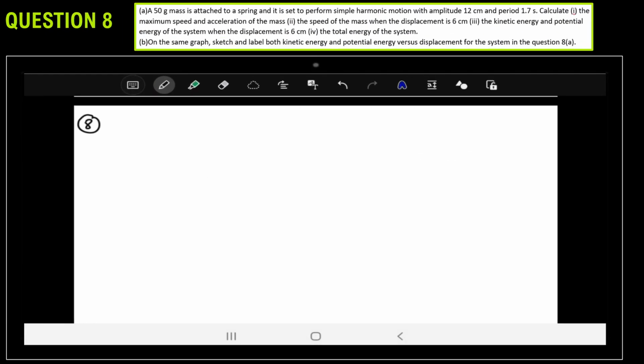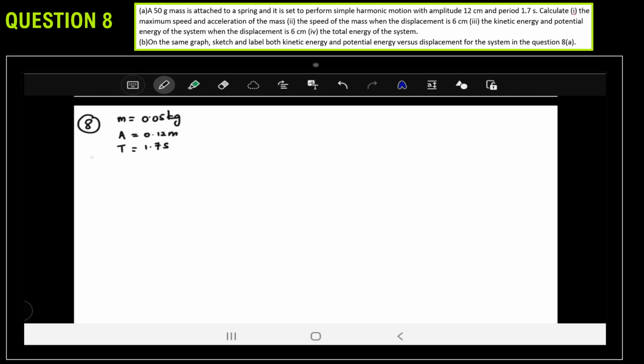Okay, so let's continue with question number 8A. We have a 50 gram mass attached to a spring and it is set to perform simple harmonic motion with amplitude 12 cm and period of oscillation 1.7 seconds. So we have a mass of 0.05 kg, the amplitude of the oscillation is 0.12 meter, and T is 1.7 seconds.